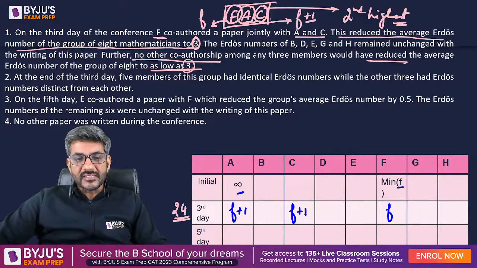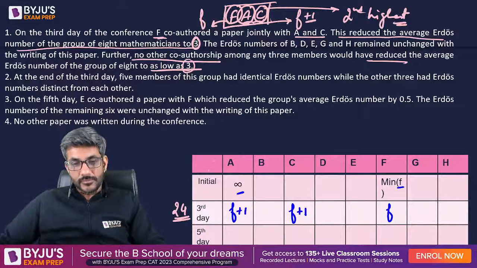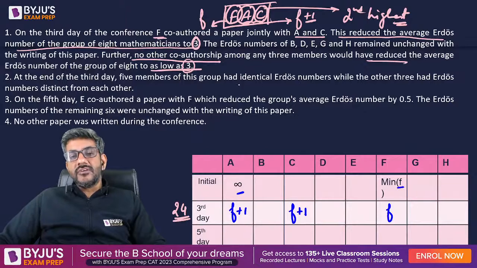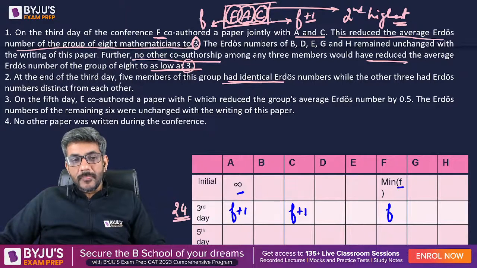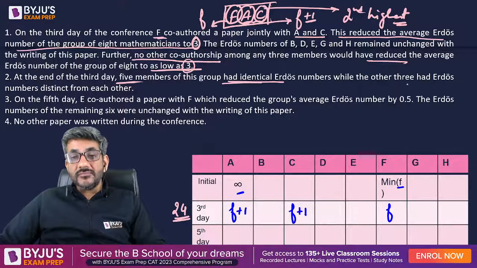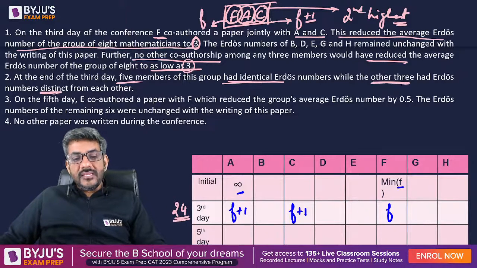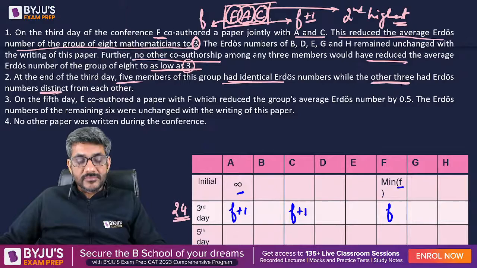We'll move on to the next statement, that is statement number 2. He says, at the end of the third day, 5 members of the group had identical ERDOS number. 5 people had identical ERDOS number, while the other 3 had distinct. Now, at the end of the third day, these are the ERDOS numbers.